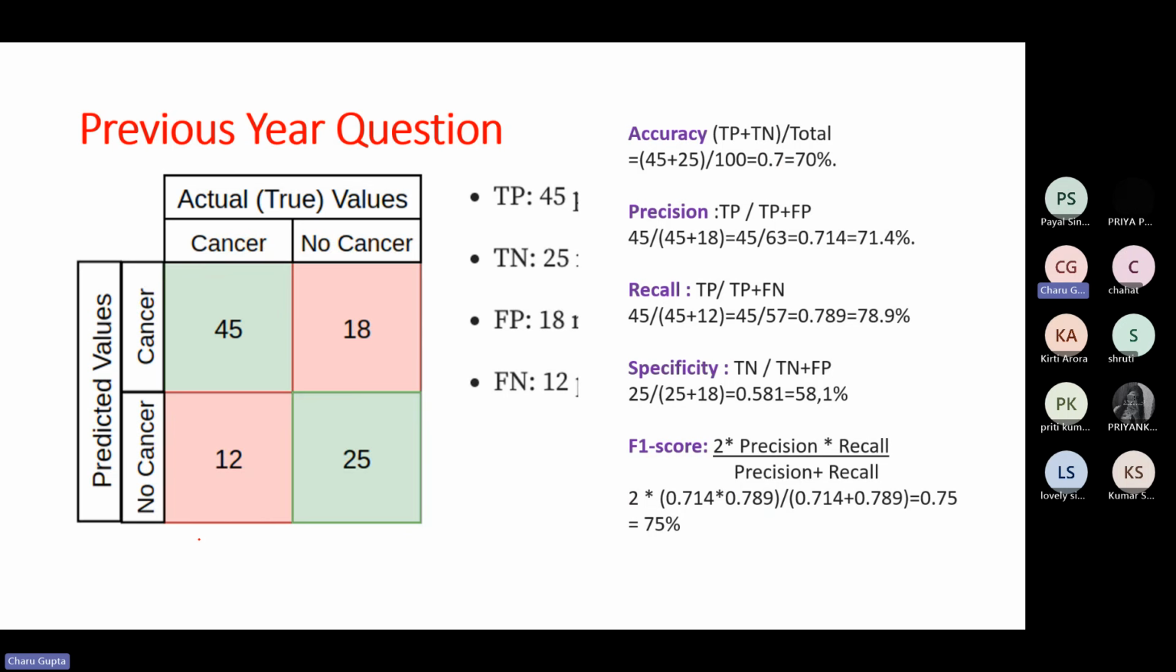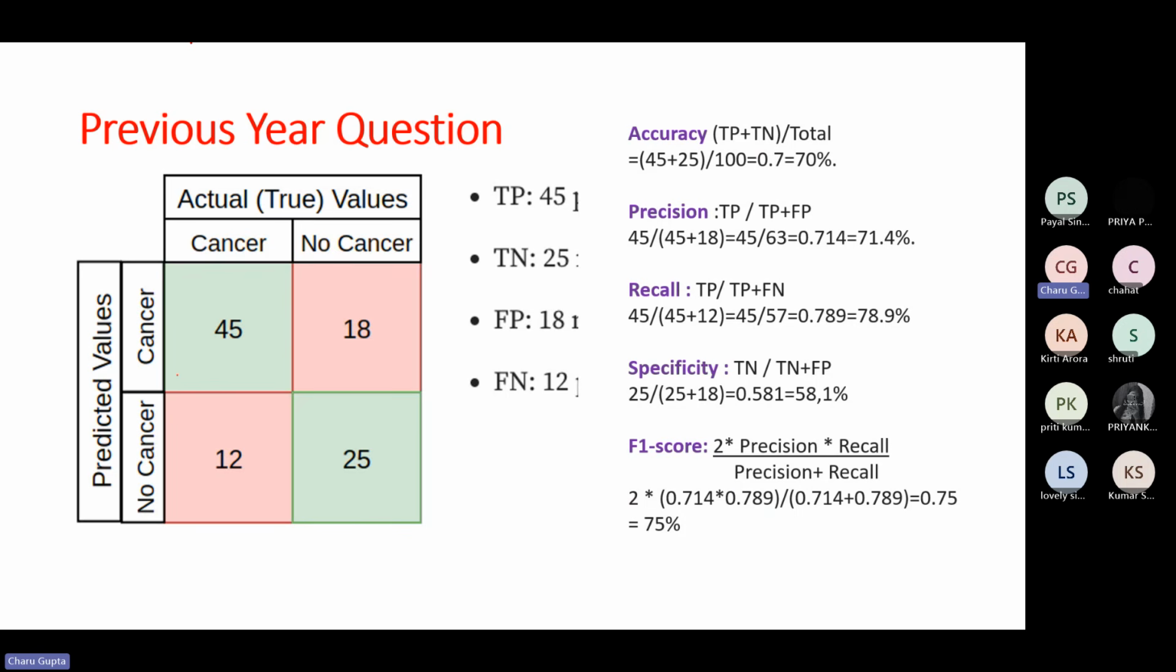This is one of the important questions that has been there in the previous years also. You are given a confusion matrix. आपको एक confusion matrix मिलेगी, and then you have to find out what are the TP, true positives, true negatives, false positives, false negatives, and all the four metrics: accuracy, precision, recall, specificity, and F1 score. These are the simple calculations. Just find out the values, put it in the formula and calculate.